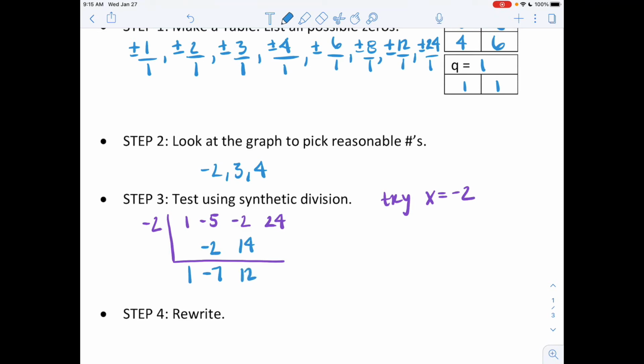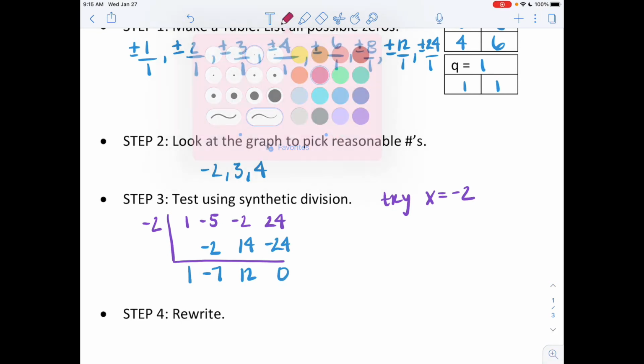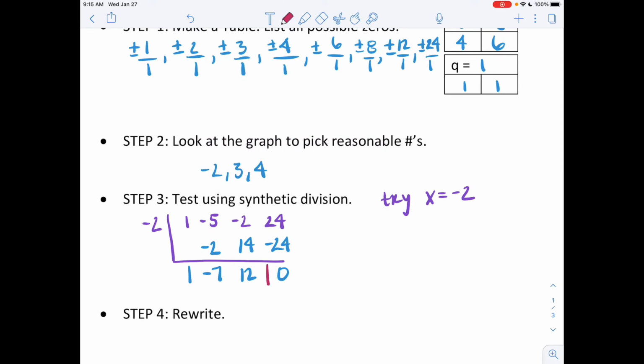And finally, 12 times negative 2 is negative 24, and I add to get that 0 that I actually already expected. We're just confirming it algebraically now. So this is a yes, it is a solution. Remember that this is our remainder, the 0, followed by constant x and x squared.